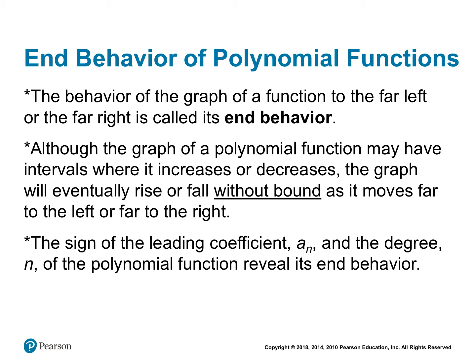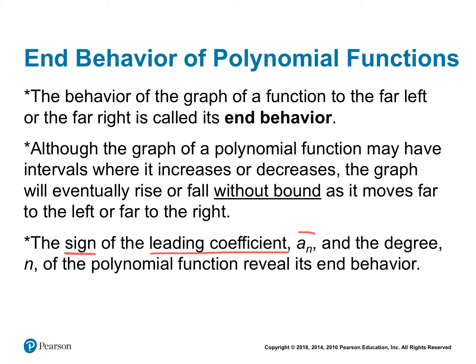Okay, now we're going to talk about the end behavior. So like what's going to happen with the arrows at the end. So the behavior of the graph of a function to the far left or the far right is called its end behavior. So where do the arrows go on the left and where does the arrow end up going on the right? So although the graph of a polynomial function may have intervals where it increases or decreases, the graph will eventually rise or fall without bound or without end as it moves far to the left or far to the right.